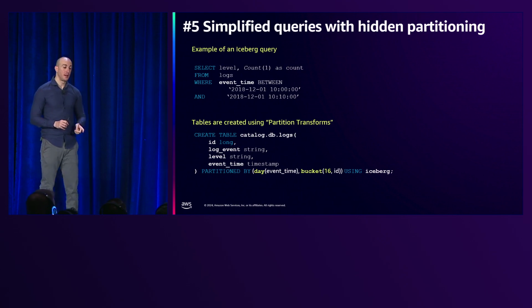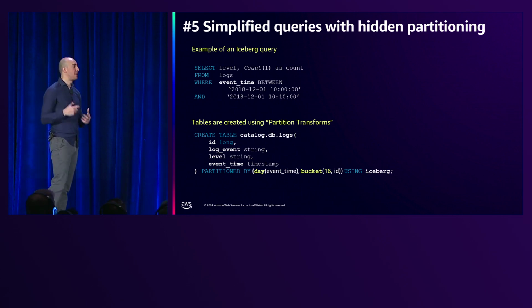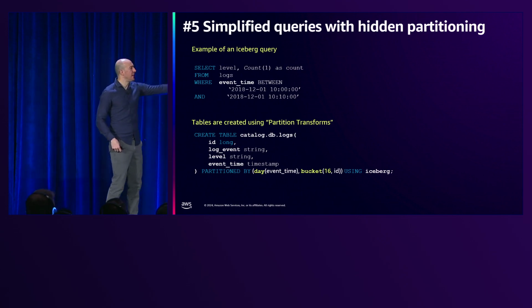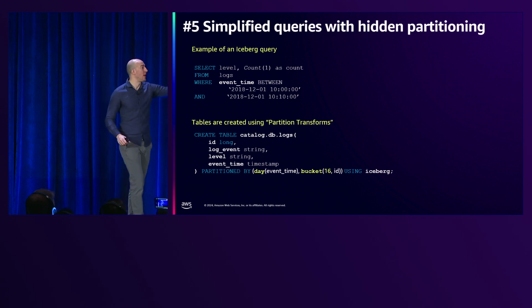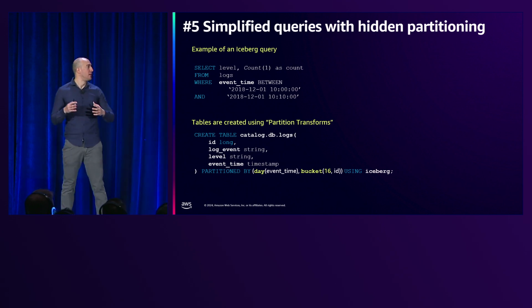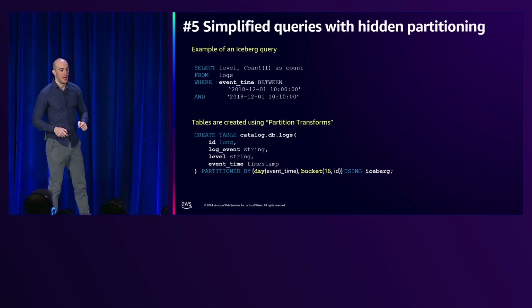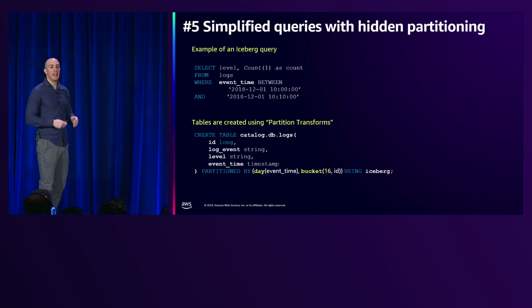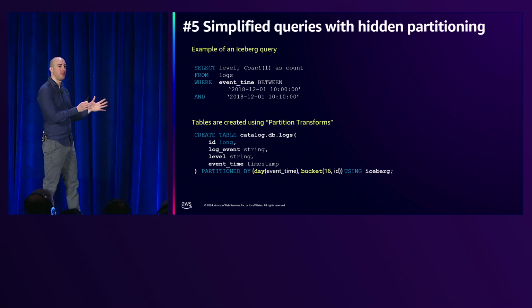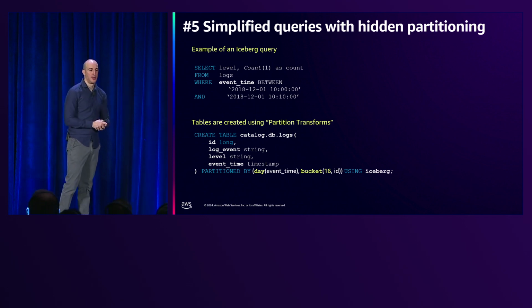While in Iceberg, and this is the concept of hidden partitioning, event date is no longer there. We have event time, and the partition is done by a function, day of event time. By running the previous query, we automatically get the benefit of a partial scan.